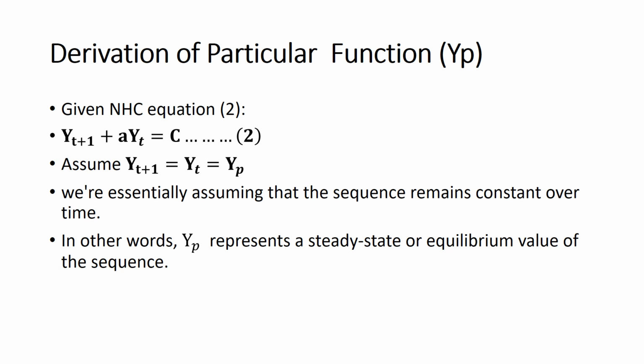Let's assume the non-homogeneous equation number 2, y_{t+1} + a y_t = c. Assume that y_{t+1} is equal to y_p and y_t is also y_p. We are essentially assuming that the sequence remains constant over time. In other words, y_p represents the steady state or equilibrium value of the sequence.